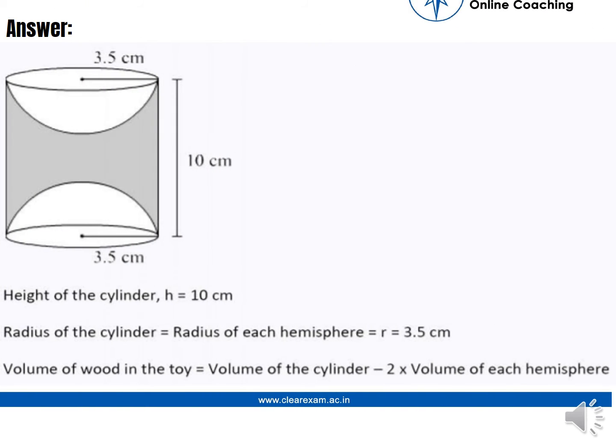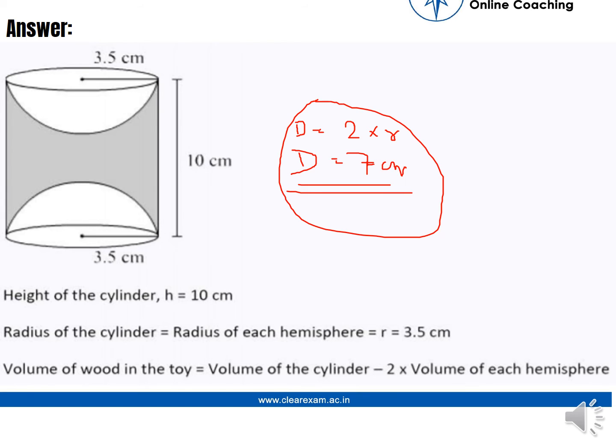First of all, this is the problem we have been given. We have this radius on both sides, and this height of the cylinder. If we need to find the diameter, the diameter is twice the radius. We already know the radius, so the diameter becomes 7 centimeter. We might not need it, but we just know how we can find this. So we have the height and the radius of the cylinder, and we need to find the volume of the wooden toy.